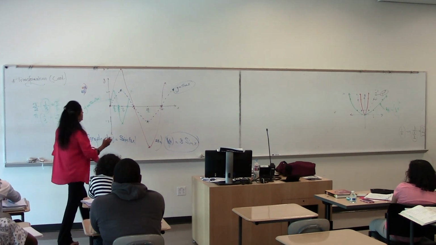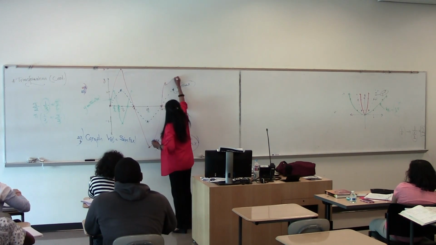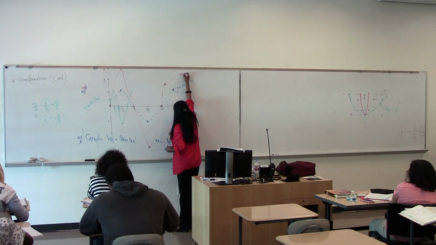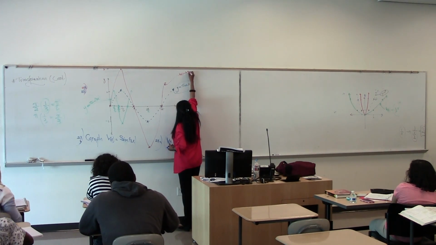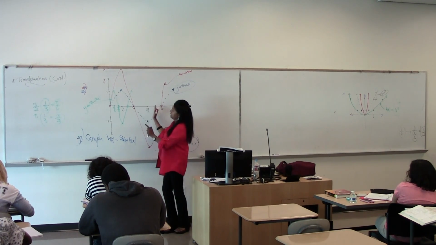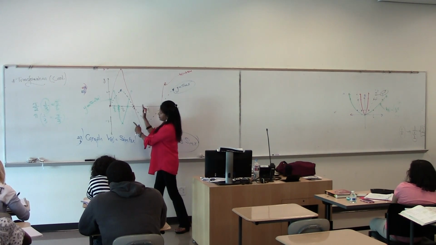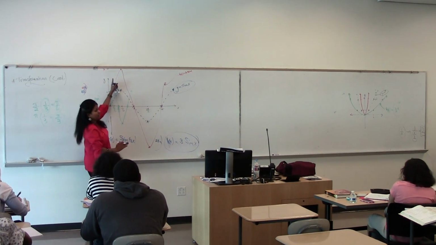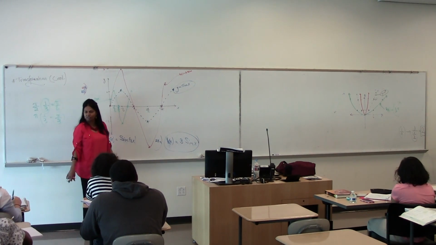Okay, so what's the name of this graph? h of x is equal to 3 sin x. Now do you see the difference here? This one is horizontally compressed. This is a vertical stretch.